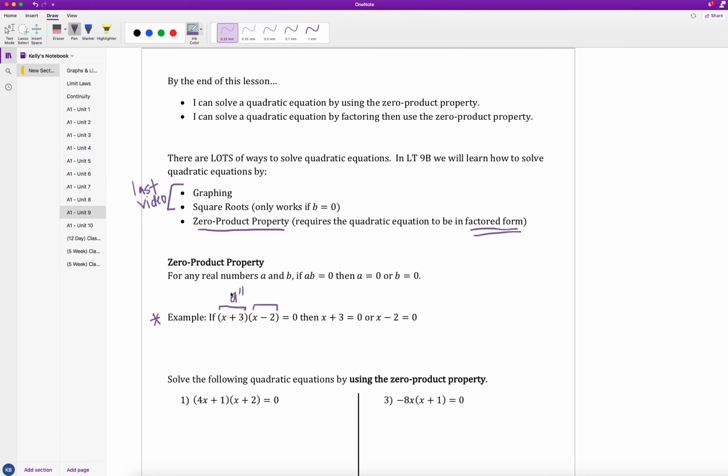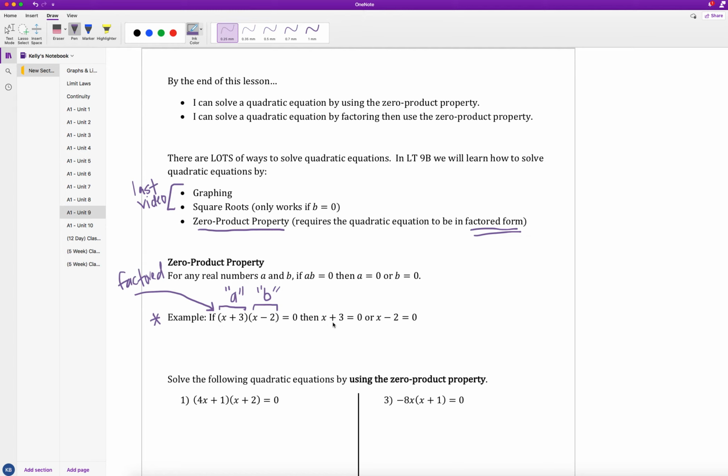So our x plus 3 is our a term, and our x minus 2 is our b term here. So if I have x plus 3 times the quantity x minus 2, remember this right here is a quadratic equation that is in factored form. So we are already factored here, which is what we'll need to use the zero product property. I have x plus 3 times x minus 2 is equal to 0.